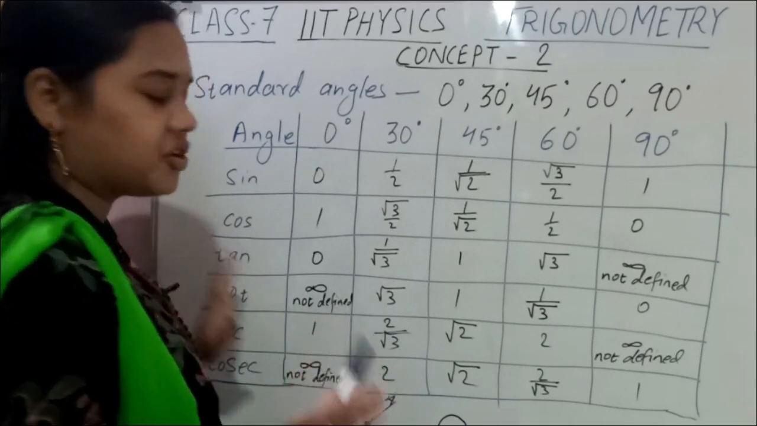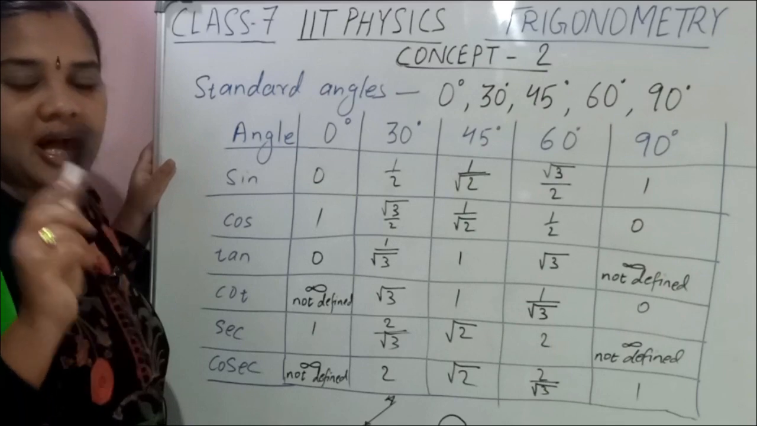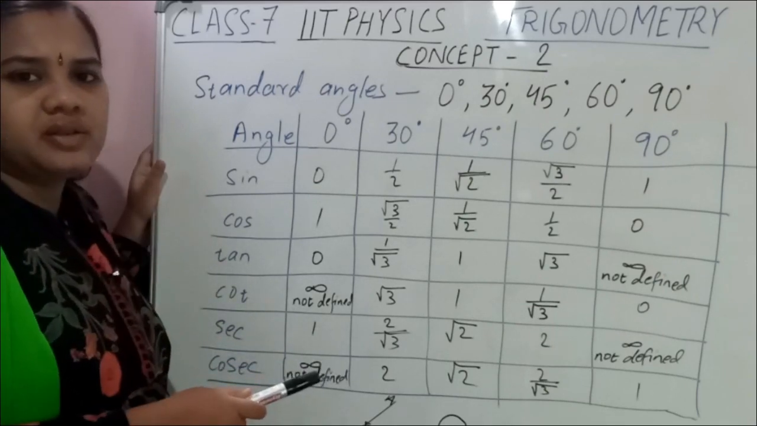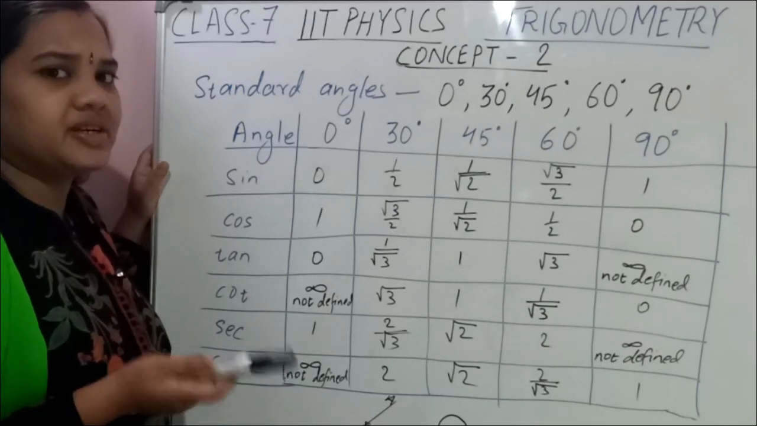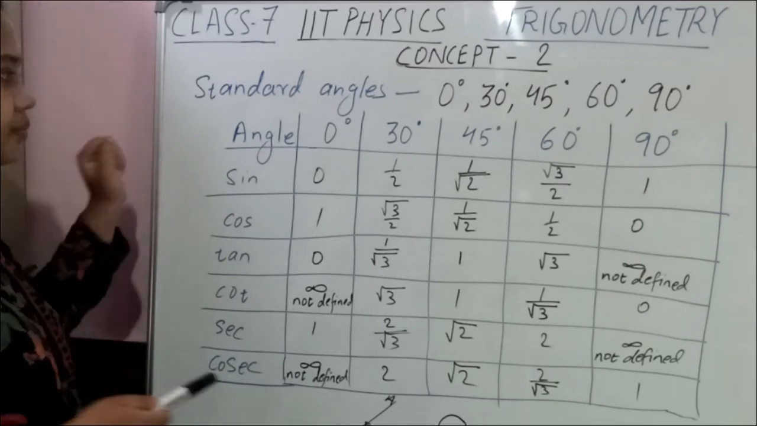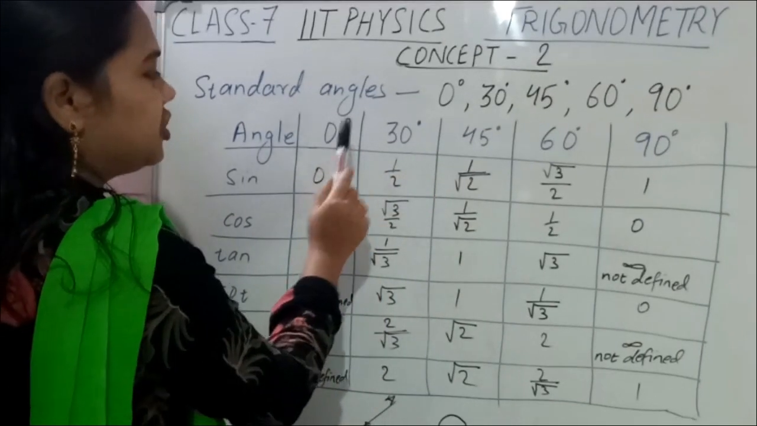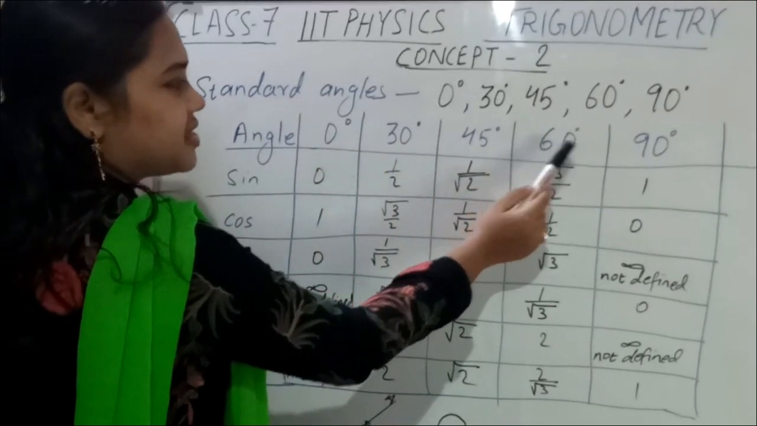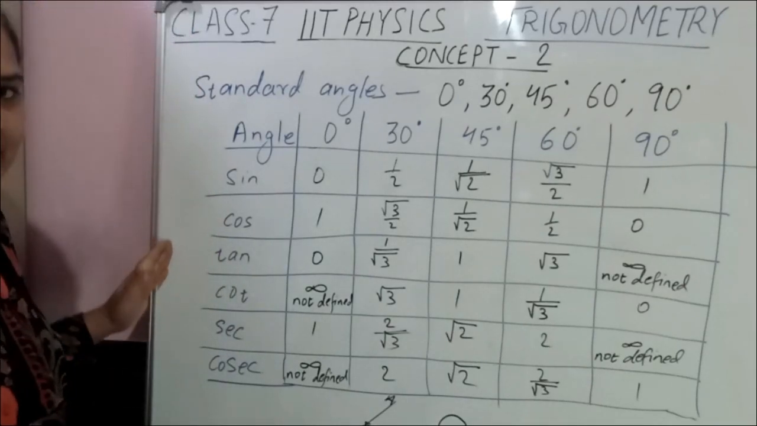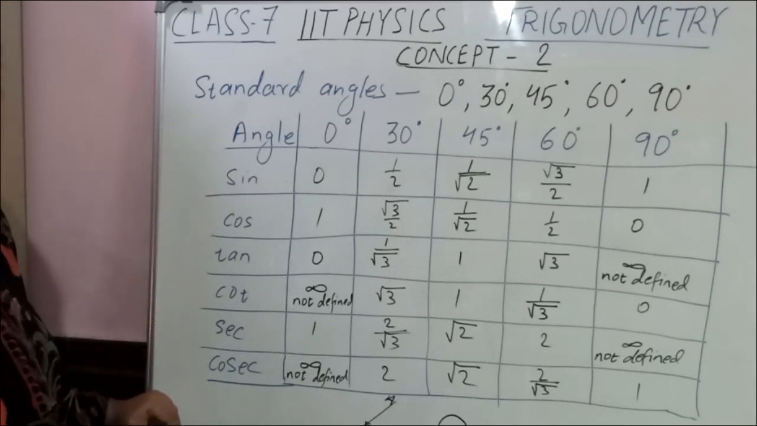So today our topic is only this table, and your work is what? You must learn and write this table. Clear? Then tomorrow we will discuss the further topic. So see, horizontally we will go: first, the standard angles are there: 0 degree, 30 degree, 45 degree, 60 degree and 90 degree. And vertically, these are the trigonometric ratios: sine, cosine, tan, cot, sec and cosec.